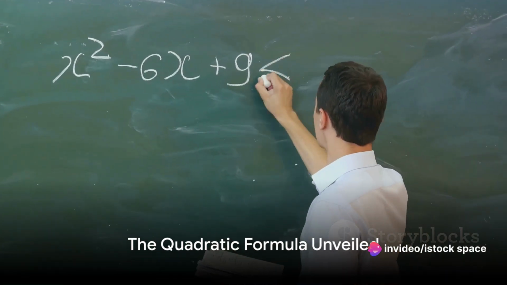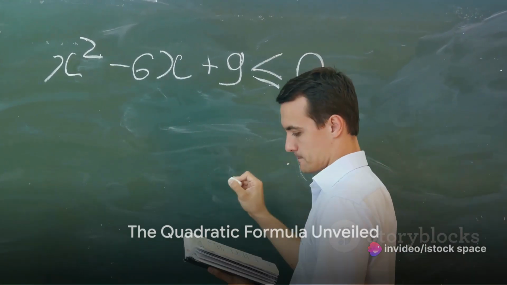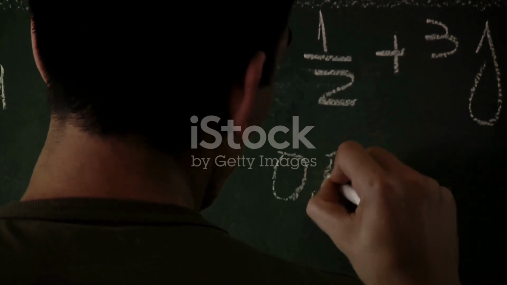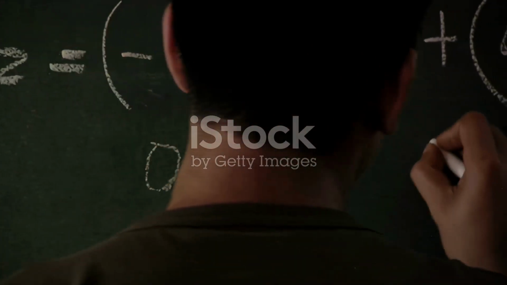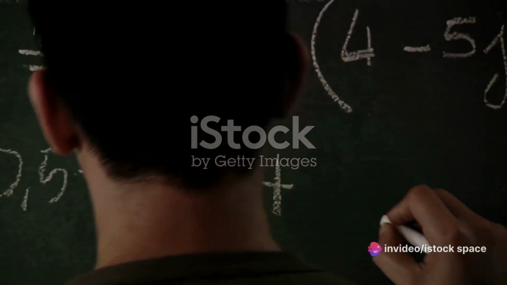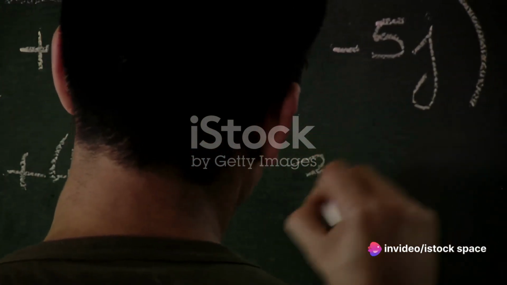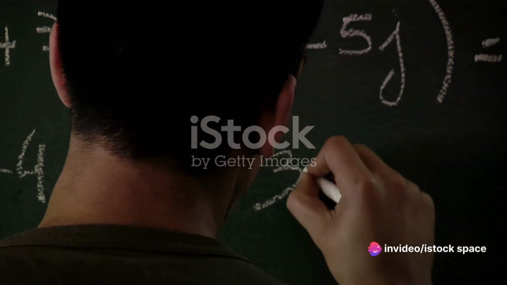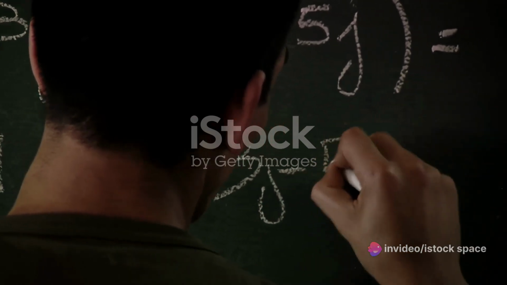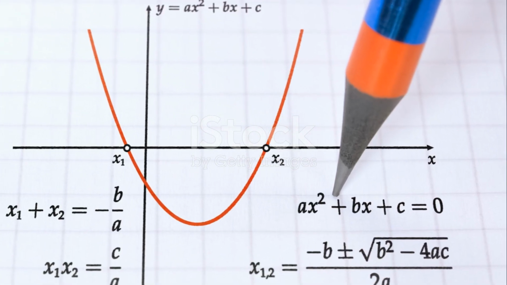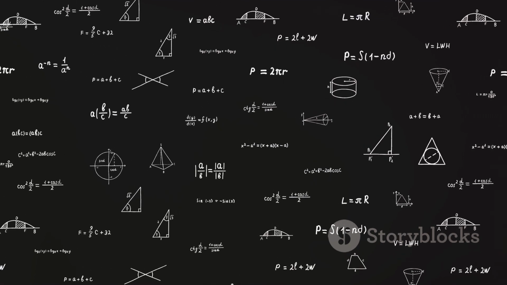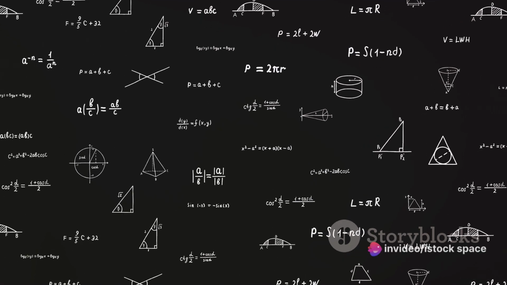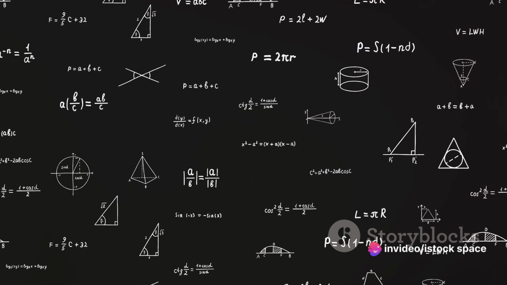Dive into the world of quadratic equations with the quadratic formula. The quadratic formula, a cornerstone of algebra, is a solution to any quadratic equation in the form of ax squared plus bx plus c equals 0. But what exactly does each of these letters represent? Let's break it down. The letter A is the coefficient of the x squared term. The B is the coefficient of the x term, and the C is a constant.